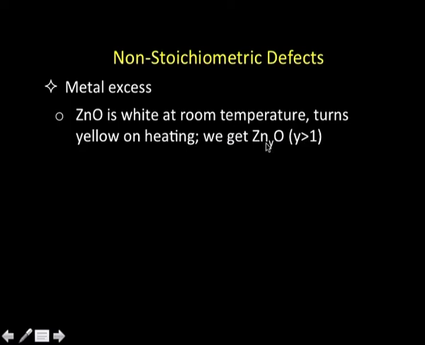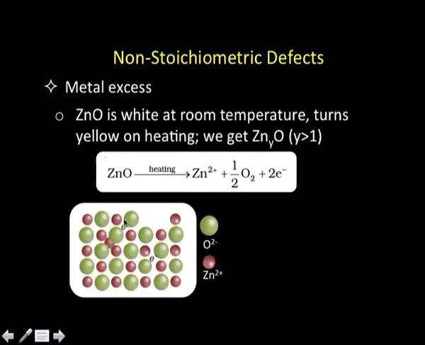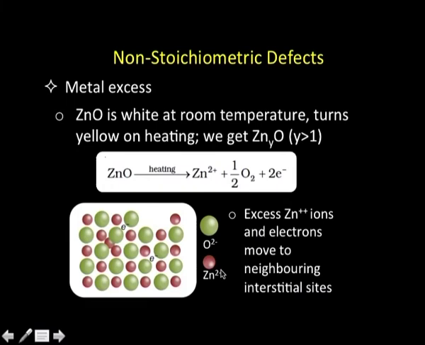That means there are more zinc ions than oxide ions, and what basically happens is that on heating, zinc oxide loses oxygen. The oxide ions give oxygen out, and we get zinc ions and electrons. In this representation, the green spheres represent oxide ions and the red spheres represent zinc ions.